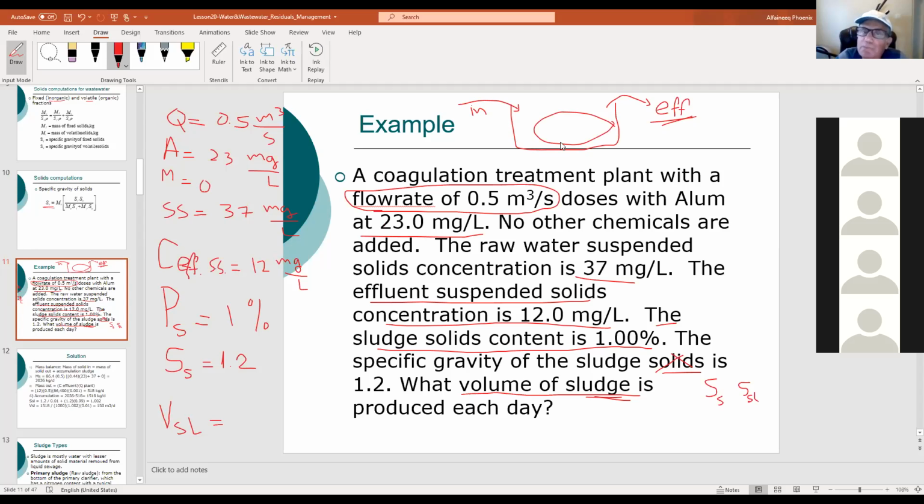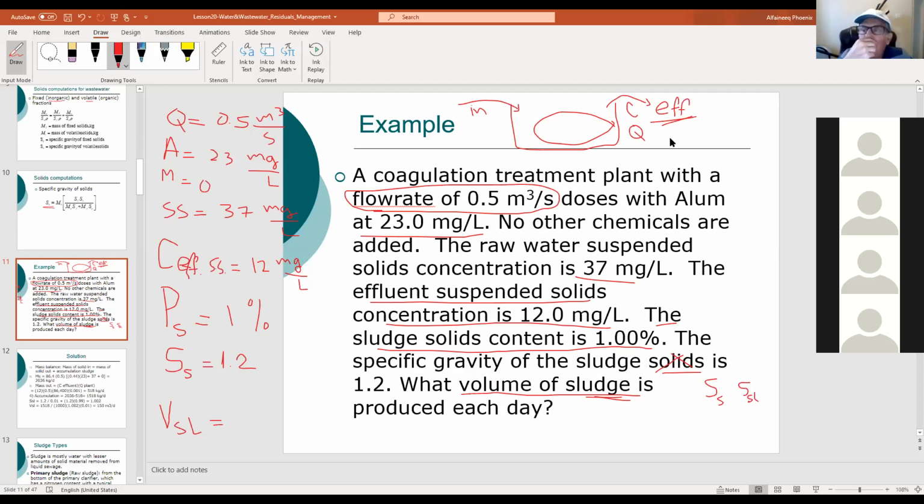Make sense? This is N, right? Sludge produced each day. You have some of them in the effluent here. It states that clearly. The effluent suspended solids concentration is 12 milligrams per liter, right? So it's not all that comes in gonna be leaving. Some of it gonna accumulate here, some of it gonna be leaving. Remember, if you have a concentration and Q, you have here concentration and Q.